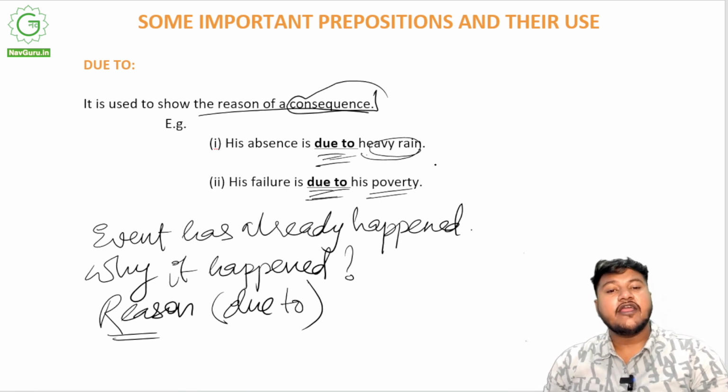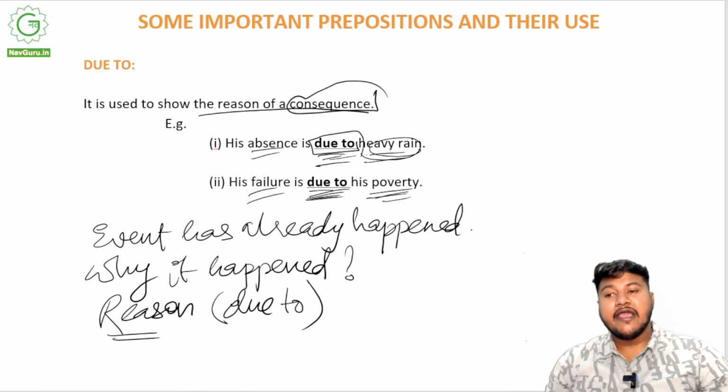So this has already happened. His absence, he has not come here. His failure, he has failed. So now I'll be telling the reason. Heavy rains is the reason here, poverty is the reason here, and I'll be using the preposition due to make my point clear, right? This is how due to is used.